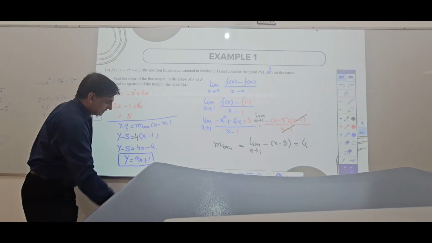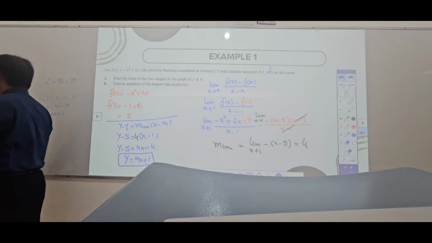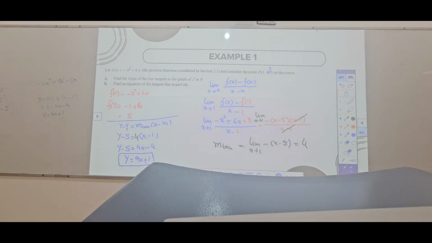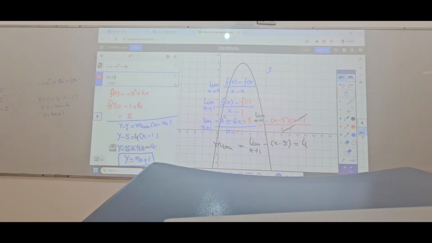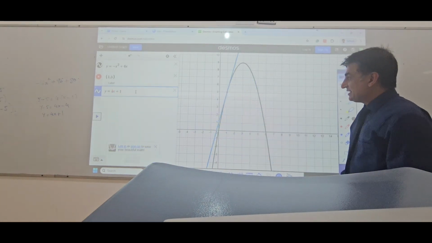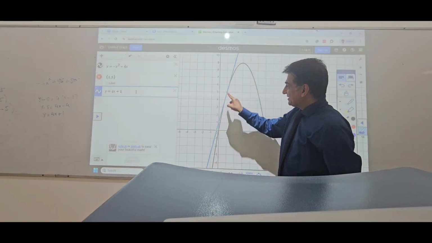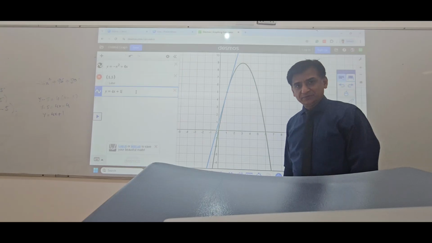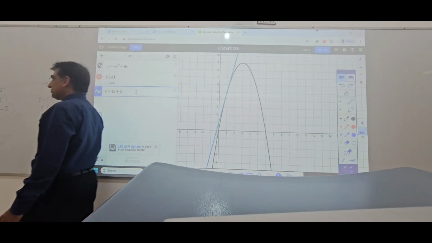So this is the equation of the tangent line, and just to verify my answer, I'm going to go back to Desmos, and here I'm going to write down the equation of the tangent line that we just found out, which was 4x plus 1. And if I just delete everything that I just did, you can see that this line is a tangent to that curve. So that was pretty much it for today.